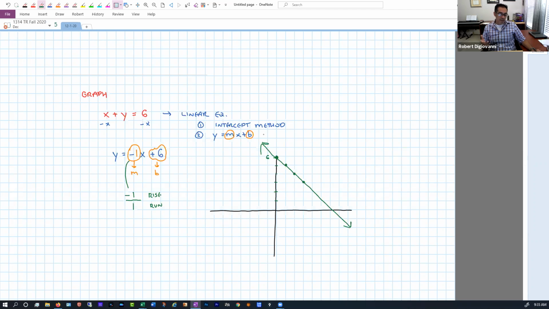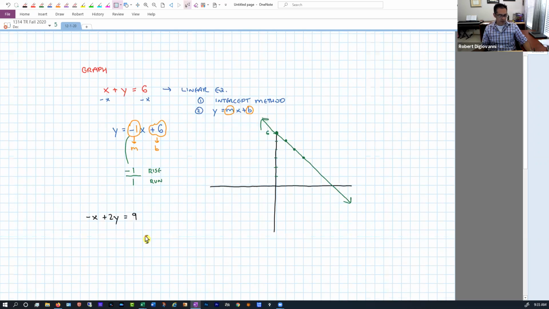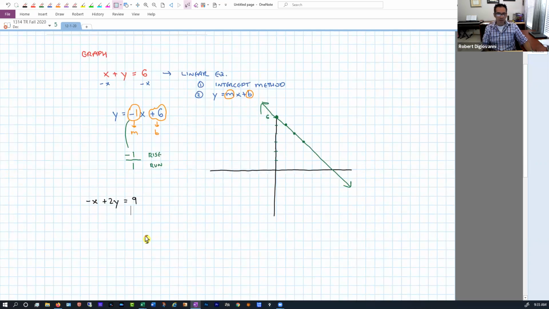What we're going to do today is I'm not going to give you one line to graph. I'm going to give you two lines. The other line I want us to graph is negative x plus 2y equals 9. For this one, I'll do the intercept method, just to remind you of the two differences. If we do the intercept method to graph this, then I'm going to first find the x-intercept. Does anyone remember how to find the x-intercept?